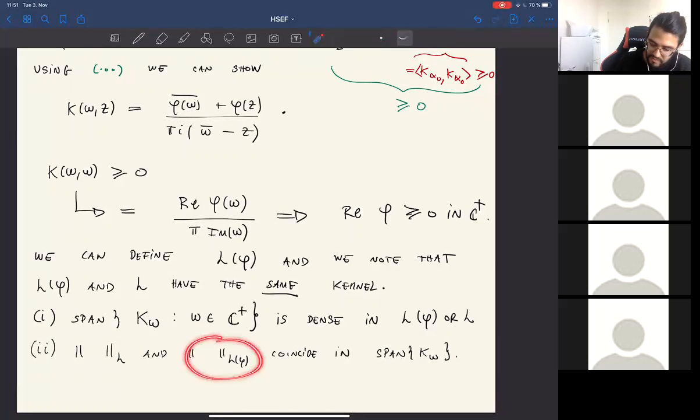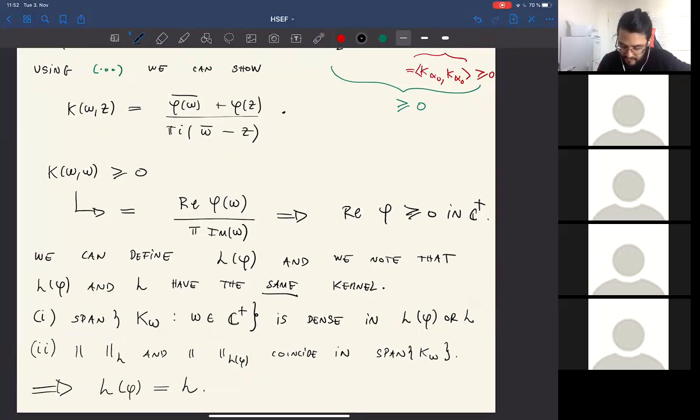Okay. So therefore, L phi is the closure of this span with a certain norm. If you use another norm and you take the closure with this other norm, then you get L phi. If you take it with this norm, then you get L. But you're taking the closure of the very same set with the very same norm, so you have to get the same space. So therefore, L phi equals L. Okay, and that finishes the proof.